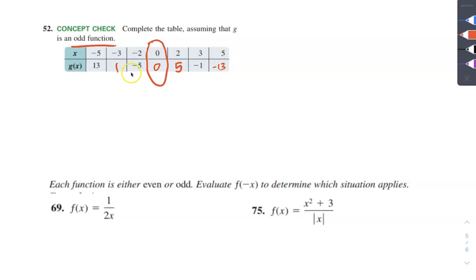So if it was an even function, then you just match the two sides. You make them exactly the same. If it's an odd function, they kind of have to flip.